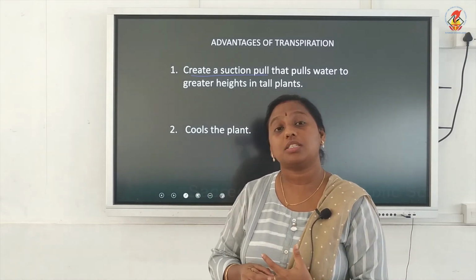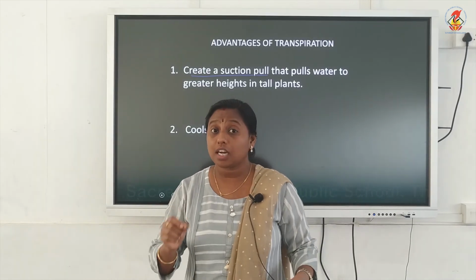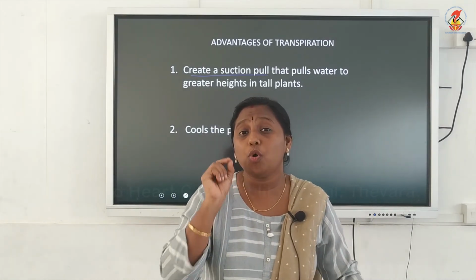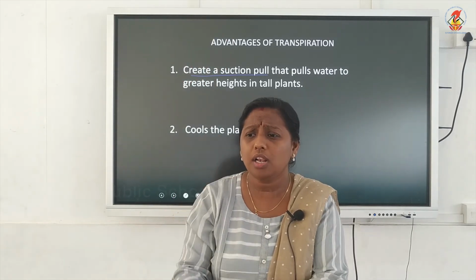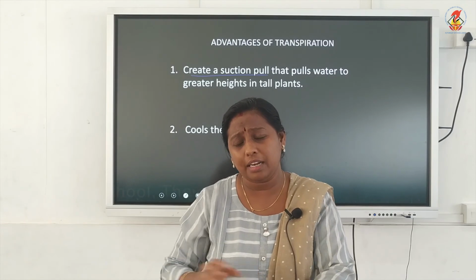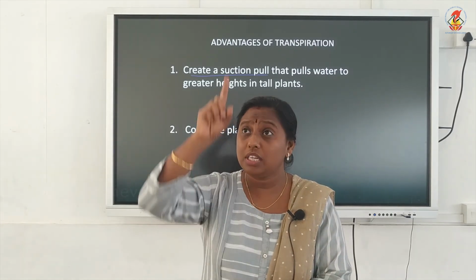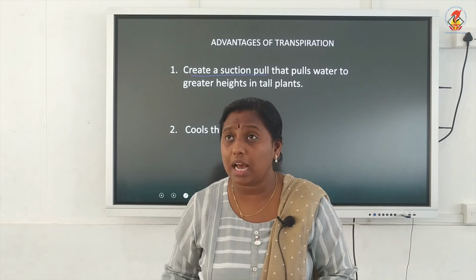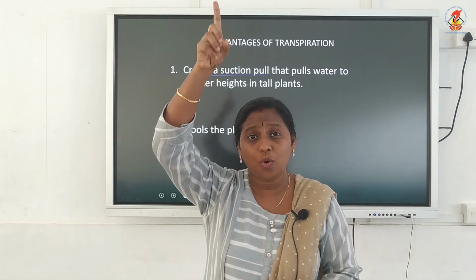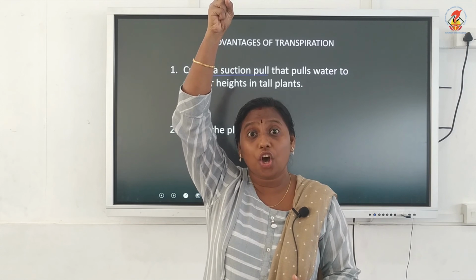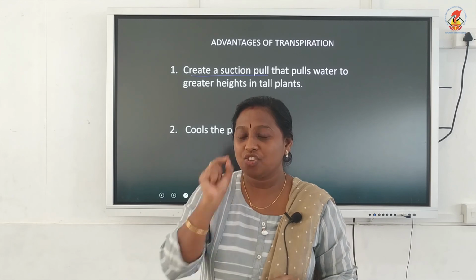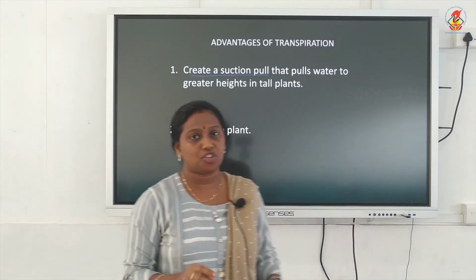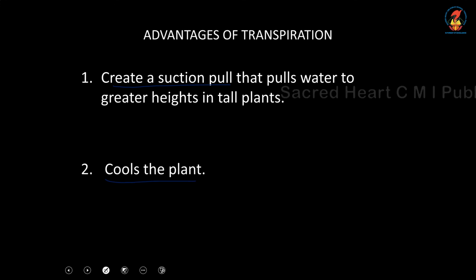So, due to transpiration, a suction pull is created and the suction pull is very important to transport water to very high parts of the plant. In the case of a small plant, this process of entry of water is very easy. But what about very tall trees? The water has to travel a very long distance through the xylem, no? So, if there is a suction pull at the top, the water can easily move from the root to the leaf. The suction pull is created due to transpiration, and the second function of transpiration is that it will be cooling the plant.